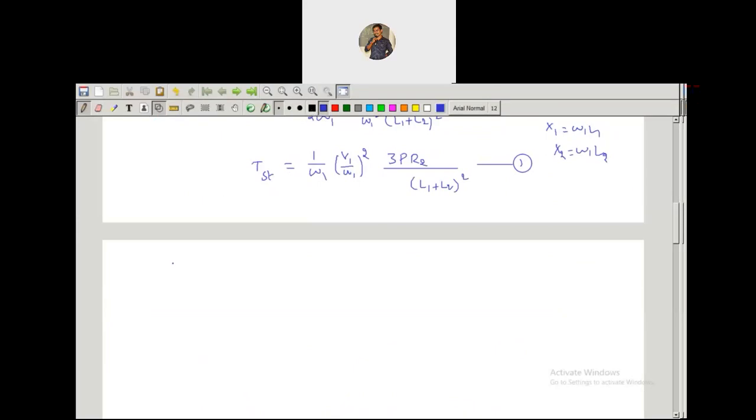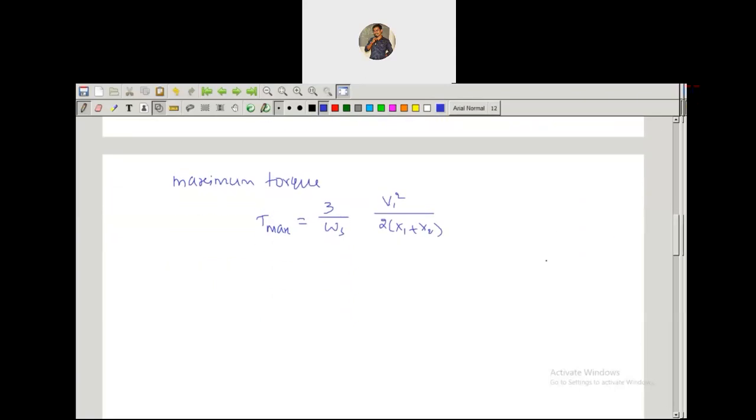Let me write down the maximum torque equation. We already saw this maximum torque equation in the previous lecture. T max equals, I'm writing directly, 3 by omega s into V1 square by 2 times x1 plus x2. Now substitute the values omega s equals 2 omega 1 by p, and x1 equals omega 1 L1, x2 equals omega 1 L2.